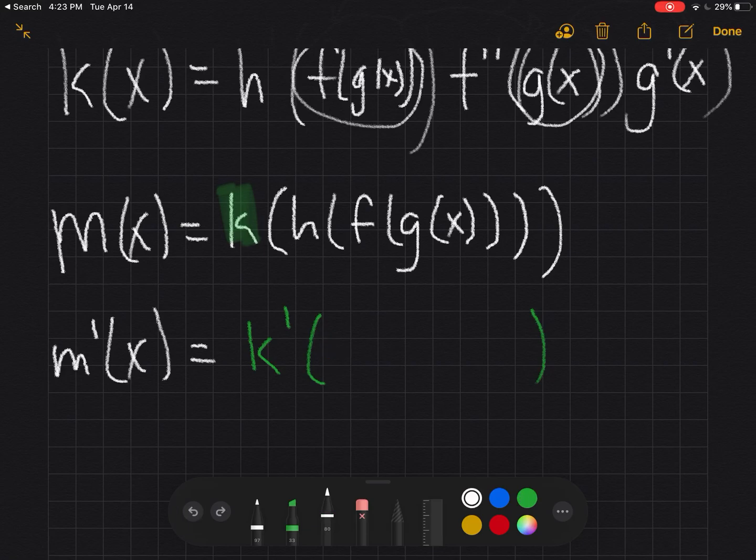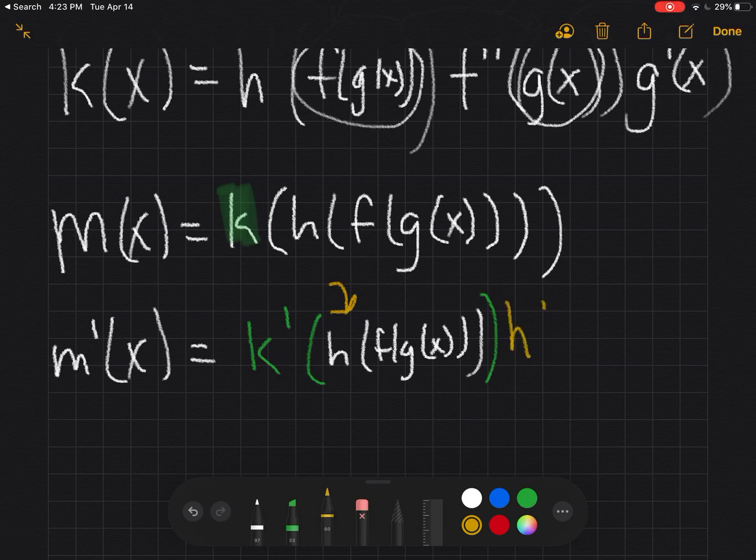So first, I take the derivative of that piece. So m prime of x would be equal to k prime of everything inside, h of f of g of x. Let's move my parenthesis a little closer so I have maybe enough room to write this all on one line.